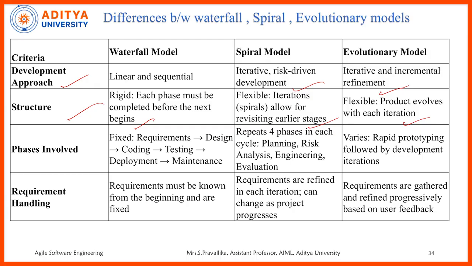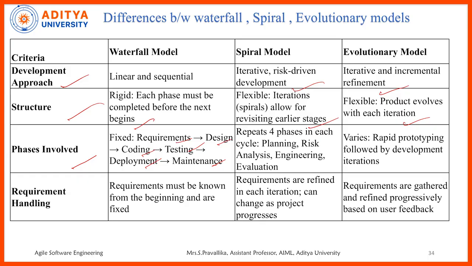So for the structure, the waterfall model is a strict model where we complete one phase and then go to the next, with no scope of coming back. It is a fixed one, whereas the spiral and evolutionary models are flexible. Next, the phases involved. The waterfall model's phases are already fixed: requirements, design, coding, testing, deployment, and maintenance.